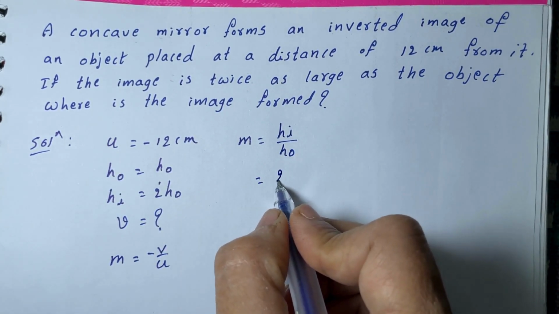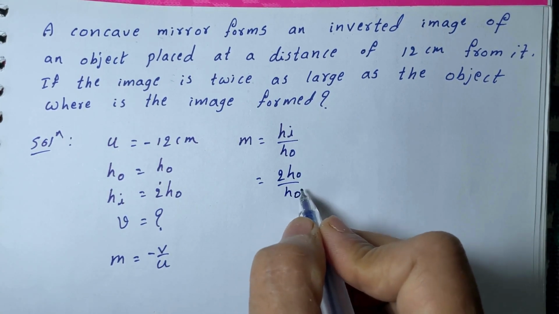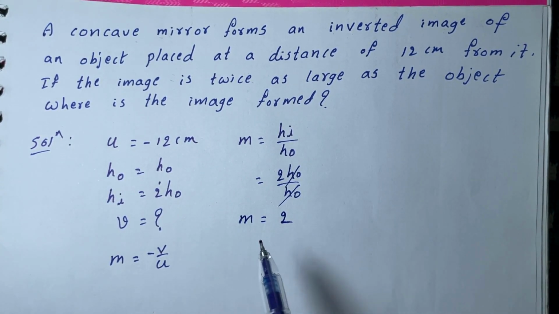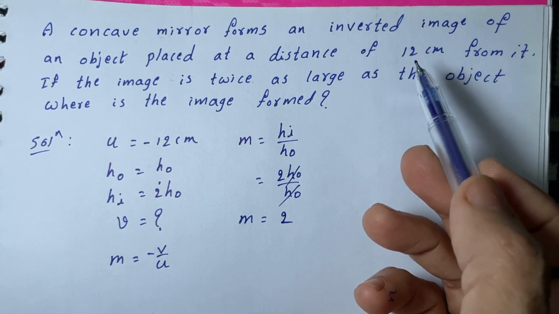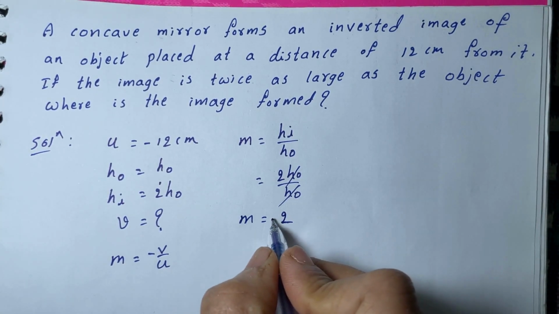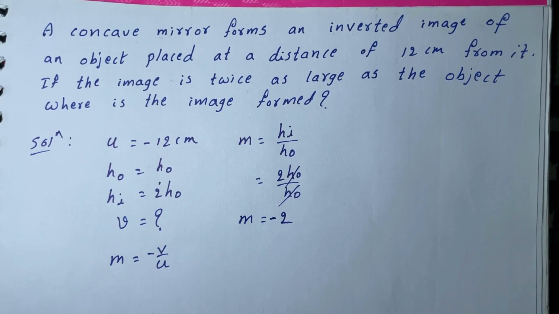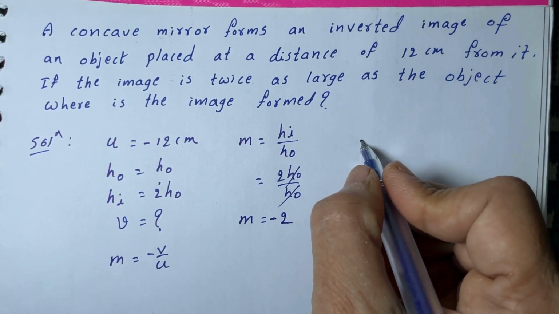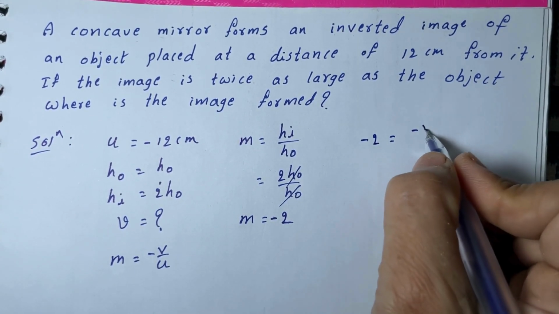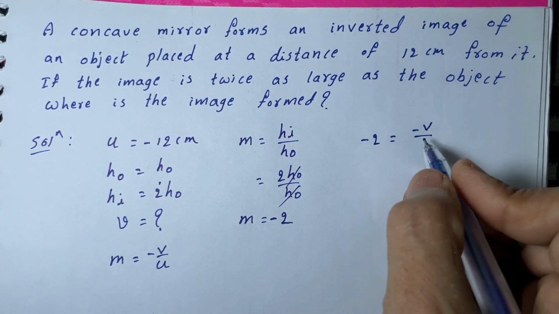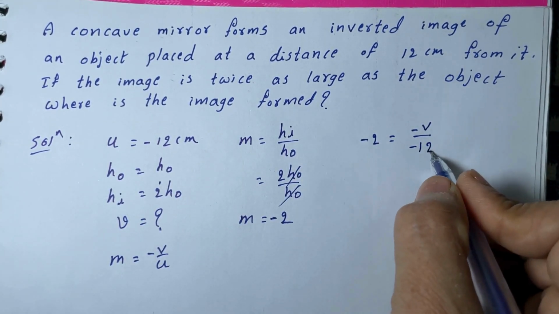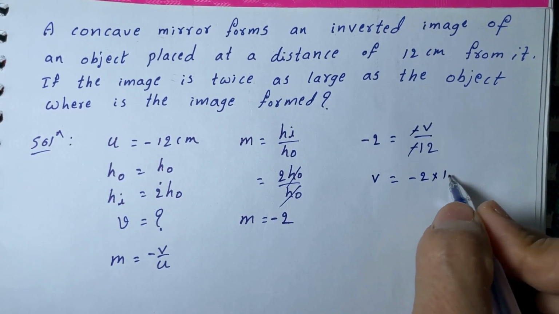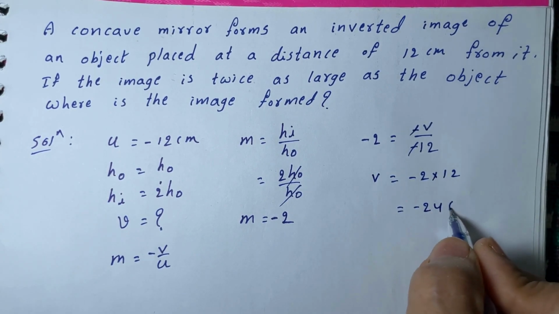So, height of image is 2 HO, and HO cancels. Now, m is equal to 2, but magnification needs a sign. Here what is given? The image is an inverted image. When the image is inverted, magnification has a negative sign. Now, substitute this m value in this equation, that is minus 2 is equal to minus v by u, u is 12 centimeters, that is minus 12. So, v is equal to minus 2 into 12, that is minus 24 centimeters.